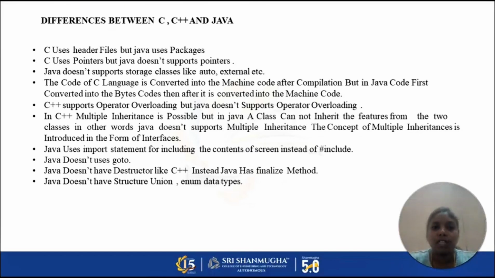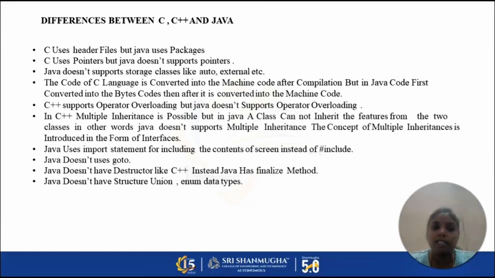C++ supports operator overloading, but Java does not support operator overloading; instead you use overriding. Multiple inheritance is possible in C++, but in Java classes cannot inherit features from two classes. In other words, Java does not support multiple inheritance.